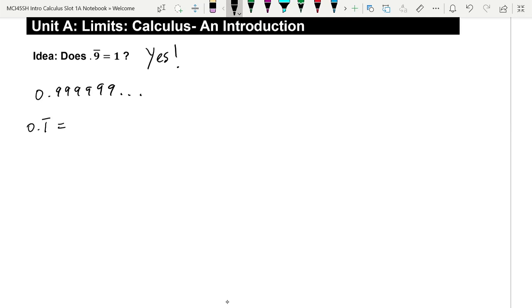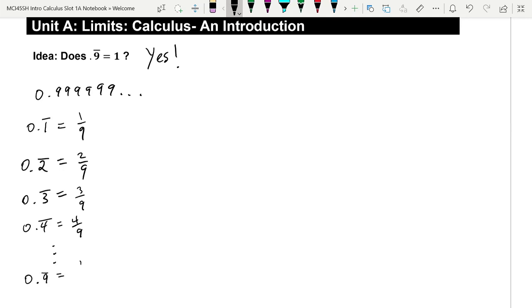That's right, this is 1/9. Somebody got it right away. And what is 0.2 repeating? 2/9. And what is 0.3 repeating? Logically, it's 3/9. And 0.4 repeating is 4/9. And I'll just say etc. So by that pattern logic, 0.9 repeating must be 9/9. But look at that. What's 9 divided by 9? So there you go. So there's just a very basic argument.